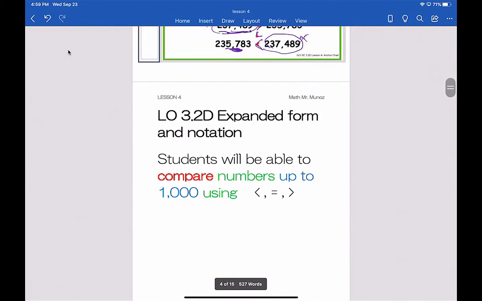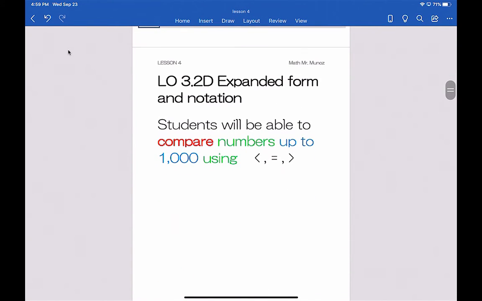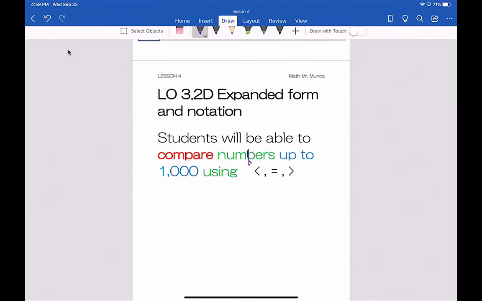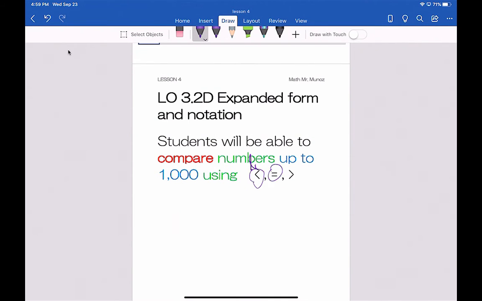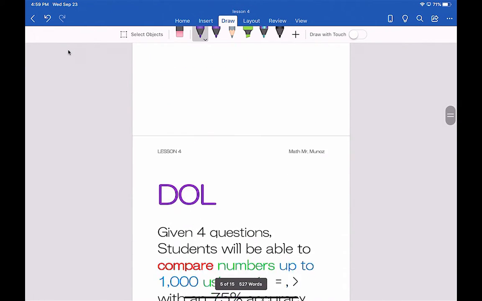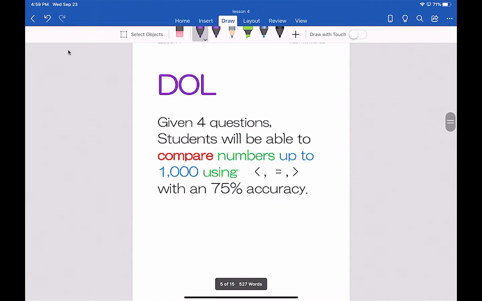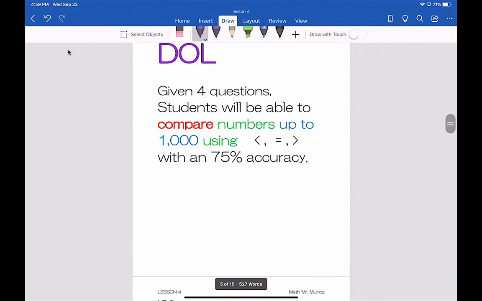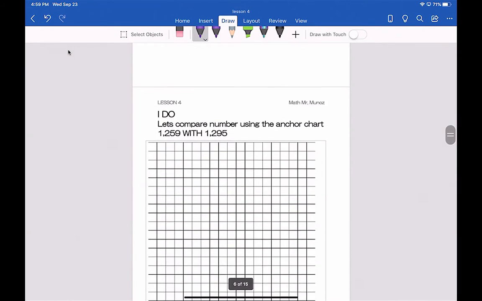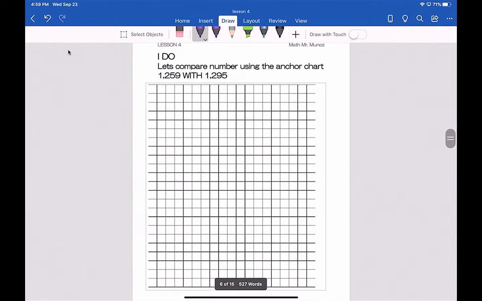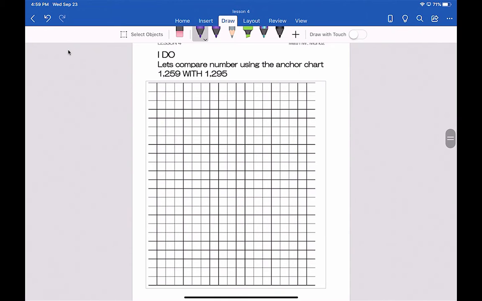When we understand this, we will be able to compare numbers up to 1,000 using the 3 symbols: lower, equal, or greater. And then we have 4 questions where we apply this concept, and we expect 75%, that is, 3 correct out of 4.